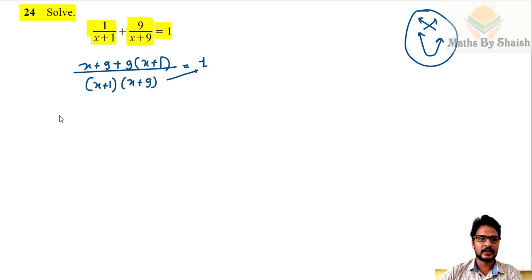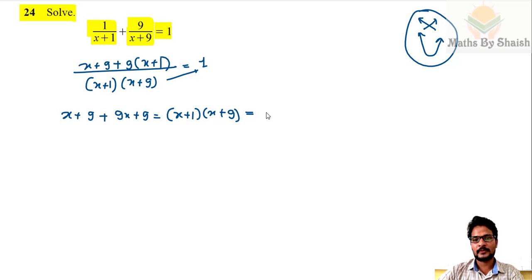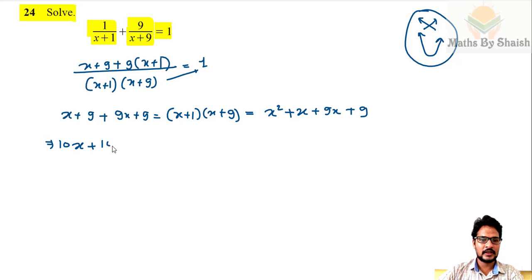So we will do the cross multiplication again and we will get x plus 9 plus 9 into x, 9x, 9 into 1, 9, equals this, which got multiplied here, and we can open the bracket as well. So x plus 1 into x plus 9, if you open the bracket, we'll get x square plus x plus 9 into x, 9x, 9 into 1, that is 9. So altogether we got x plus 9x, 10x, 9 plus 9, 18 equals x square plus 9x plus x, 10x plus 9.